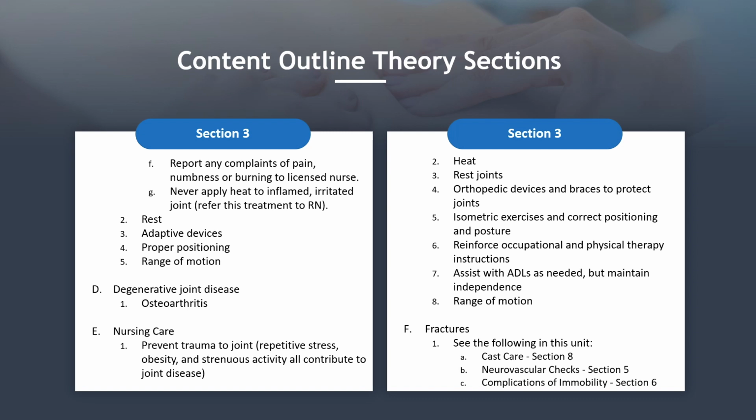Degenerative joint disease, osteoarthritis. Nursing care. Prevent trauma to joint. Repetitive stress, obesity, and strenuous activity all contribute to joint disease. Heat. Rest joints. Orthopedic devices and braces to protect joints. Isometric exercises and correct positioning and posture.